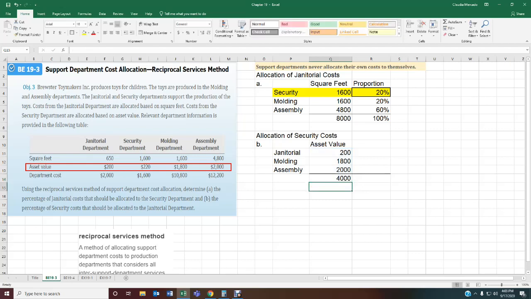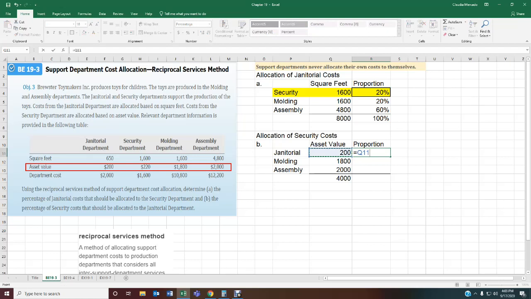Okay, and now I'm going to get the proportion. What's the proportion of my asset value? Well, I'm going to get my asset value for the janitorial department divided by my total asset value. That's going to give me 5%. I'm going to do the same thing for molding. I've got an asset value of 1800 divided by my total asset value of 4000. That gives me 45%. I'm going to get my asset value for the assembly divided by my total.